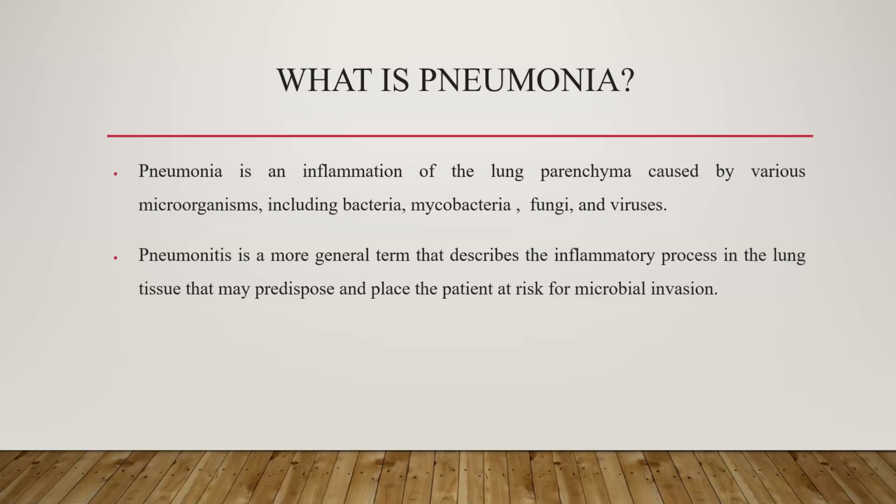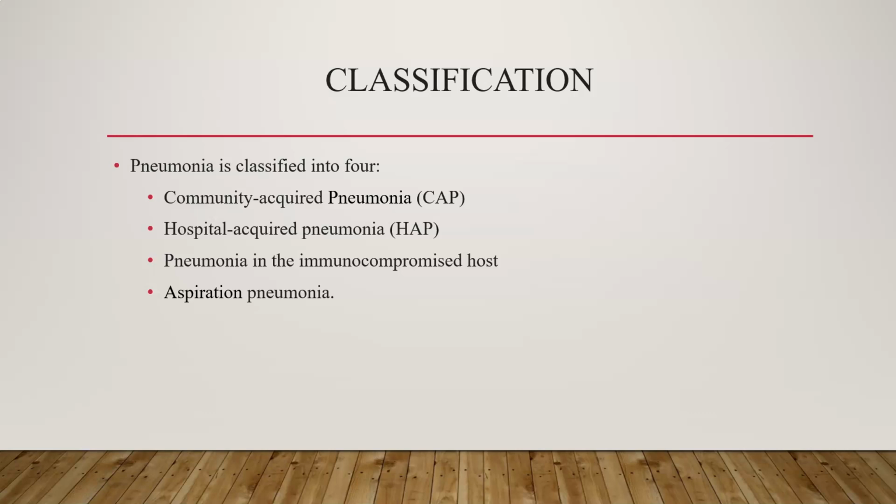Pneumonia is a very common condition, particularly in winter, and occurs in a number of cases in the community or in the hospital. It is an inflammation of the lung parenchyma, which is caused by various microorganisms like bacteria, mycobacteria, fungi, and viruses. Pneumonitis is a more general term that describes the inflammatory process in the lung.